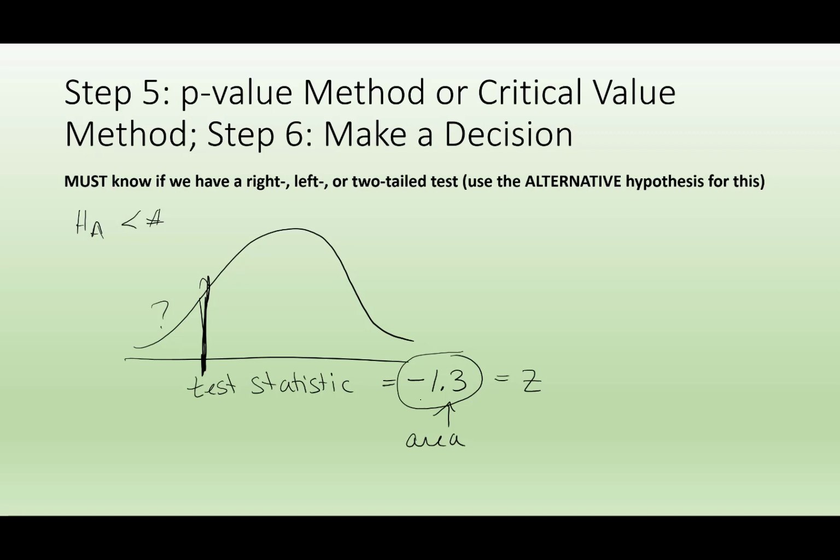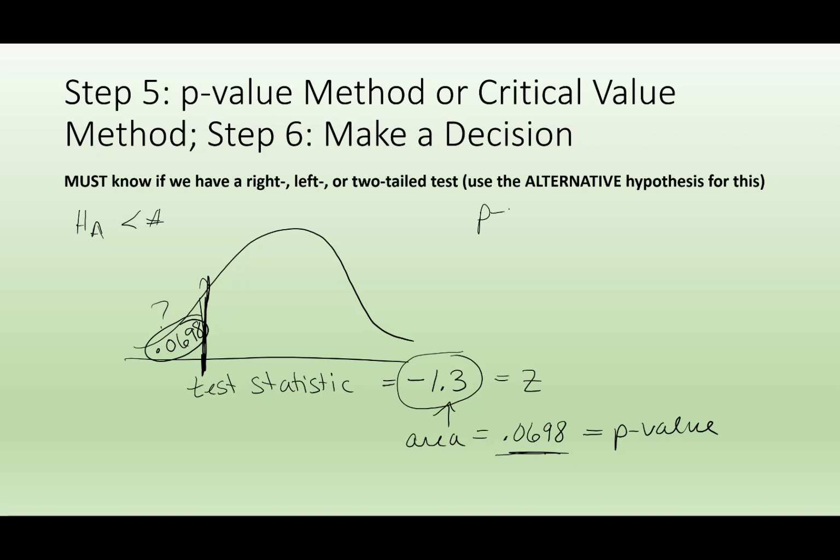So the area associated to the left with a negative 1.03 was 0.0698. So that's going to be considered our p-value. So 0.0698 represents our area in our diagram, and that's determined by your test statistic. Now, once we have our p-value found, we compare that to our significance level, our alpha level, and that's going to allow us to make a decision.